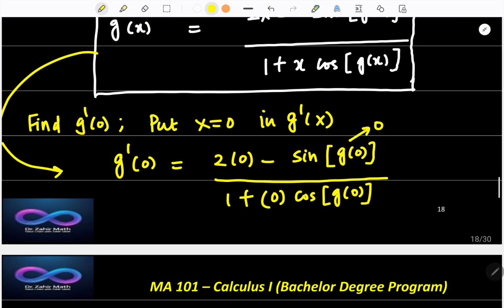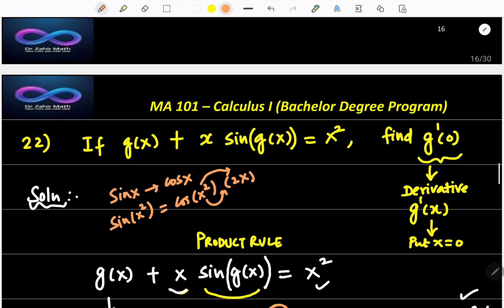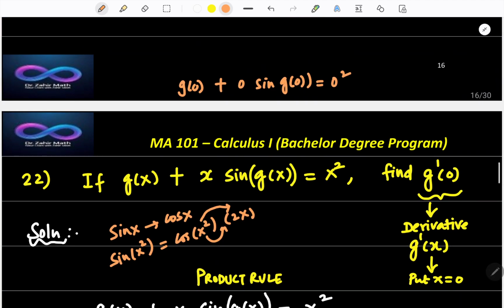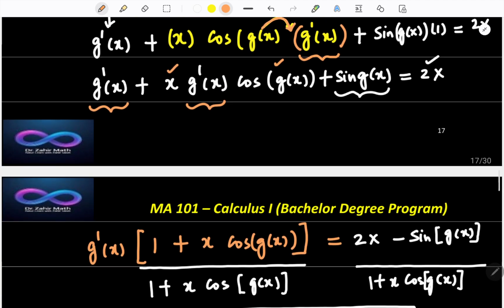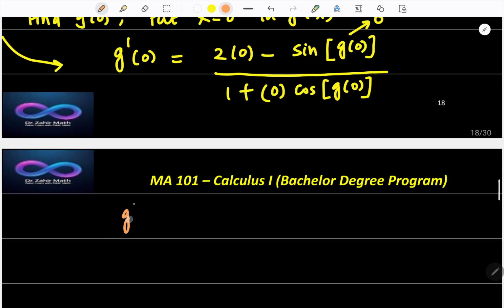Okay. If you want, I'll write the steps here. No problem. Suppose you put x is equal to 0 here. So what will be there? g of 0 plus 0 sine g of 0, right? Which is equal to 0 square. So you're going to get what? Putting x is equal to 0, automatically it becomes what? 0. So it happens to be, next is what? g dash of 0 is equal to 0, 0, 0, everything.